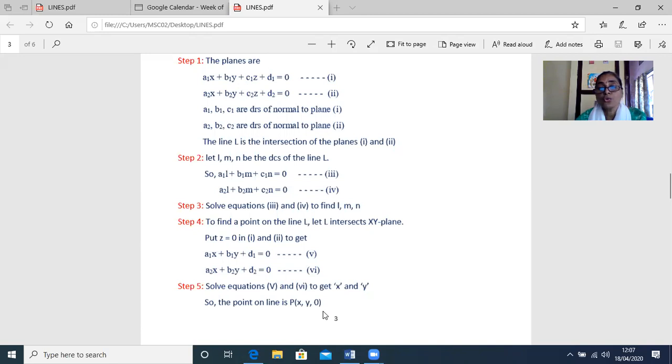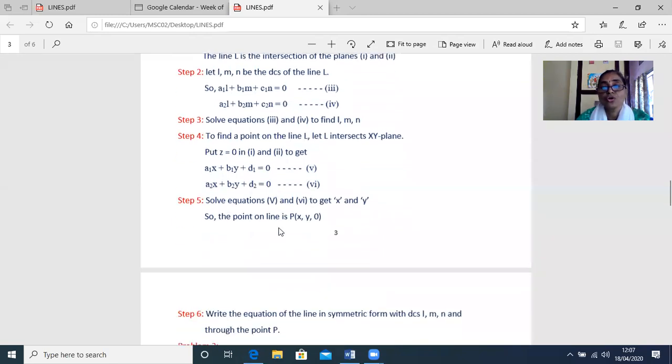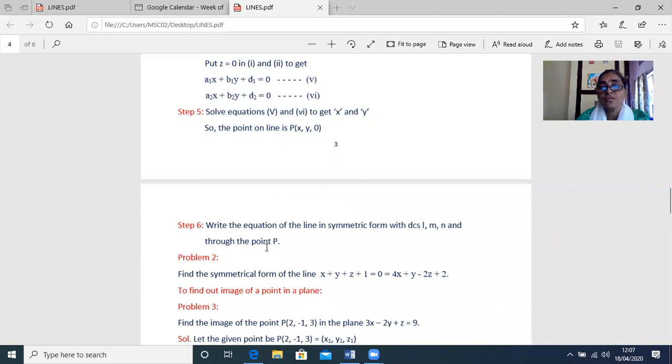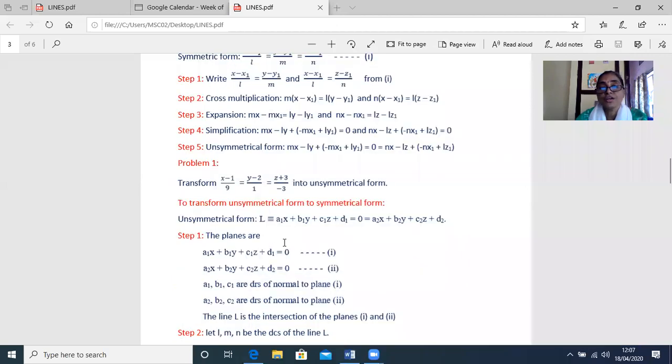Okay. So now you have a point on the line and you know the DCs of the line. So what you have to do is simply write the equation of the line in the symmetric form, which is (x minus x1) by l is equal to (y minus y1) by m is equal to (z minus z1) by n.